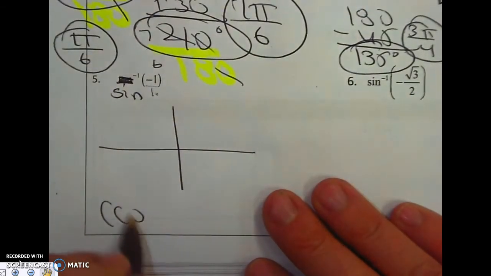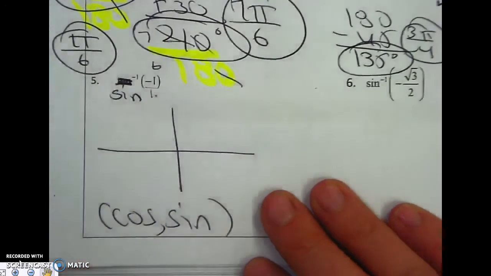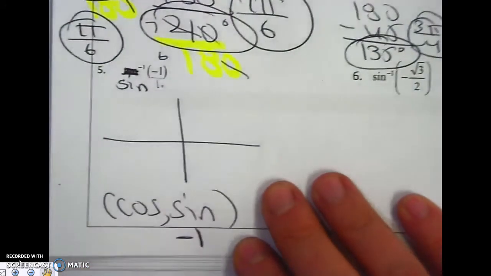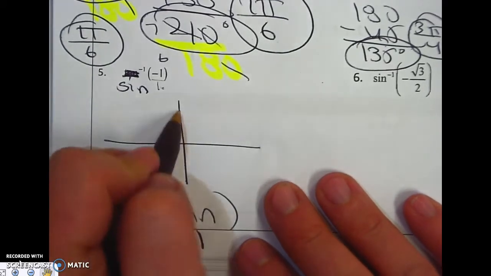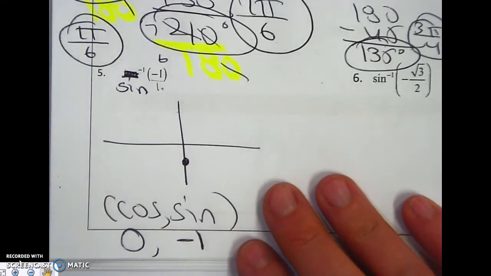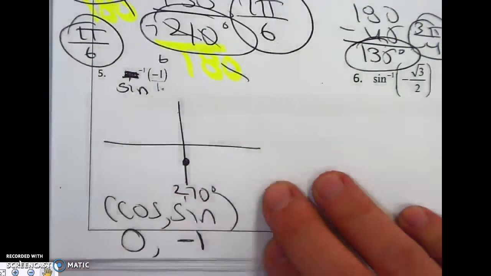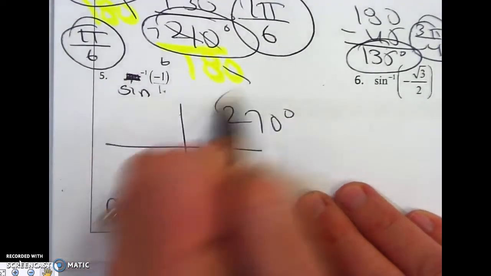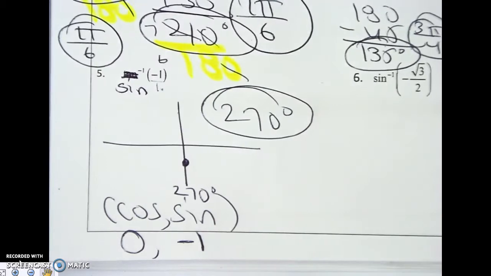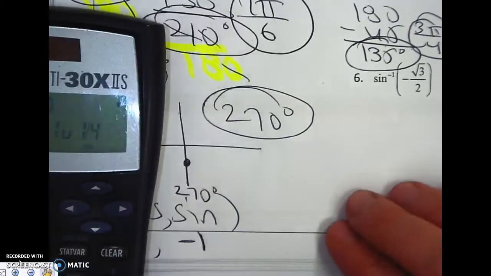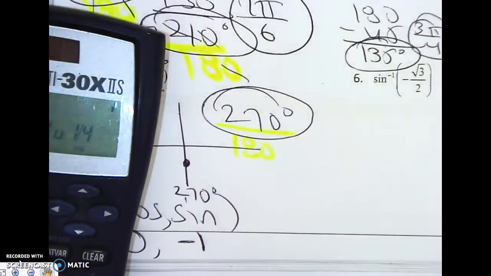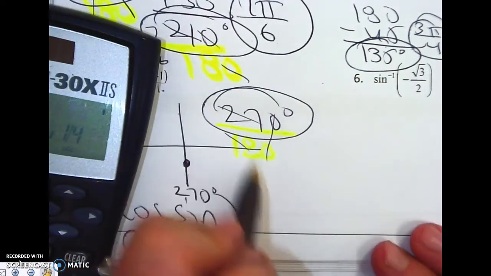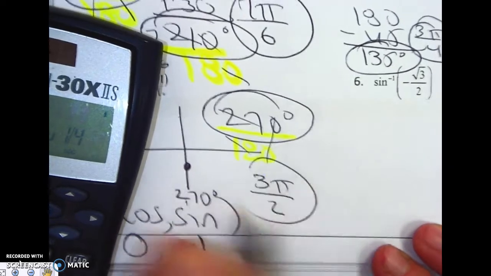And if you remember, this is cosine and this is sine. That means I want the y value to be negative 1, so that has to be a 0. If I plot the point 0, negative 1, that hits the value at 270 degrees. So that is the instance where there is one answer. Then I have to put it in radian mode. Divide by 90, 3/2. Okay?